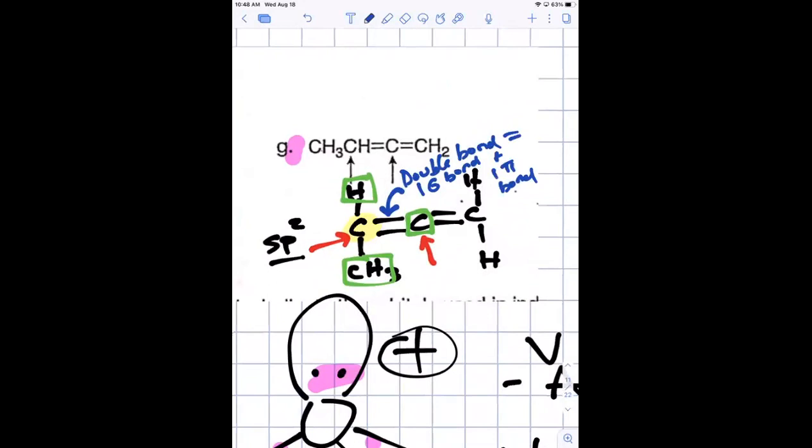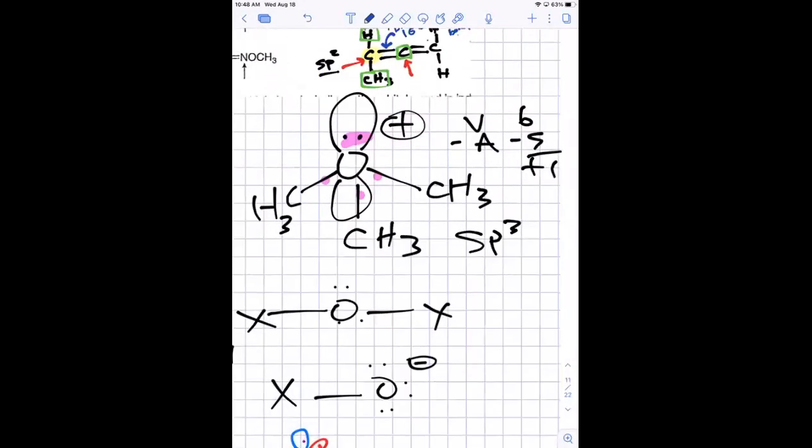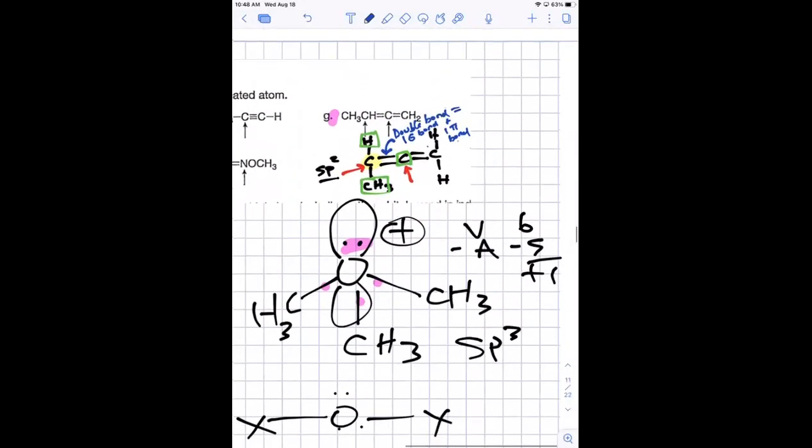And that double bond, just like down here we did the triple bond, the sigma bond is going to come from what? What type of overlap? Yeah, hybrid orbital overlap. And then the pi bond is going to come from what? Unhybridized p overlap. All right, I'll draw that out Friday because I want to run out of time.